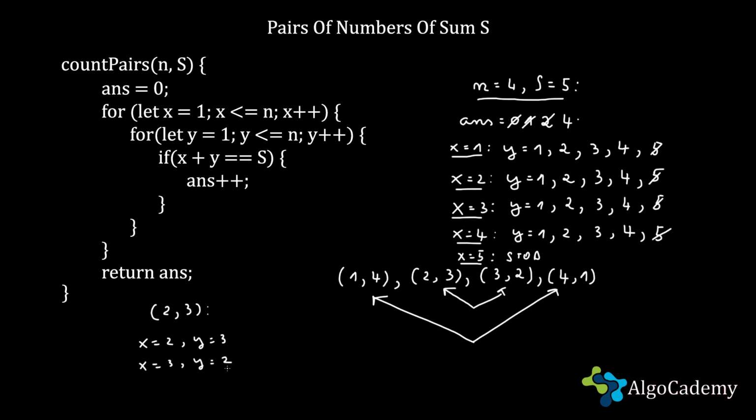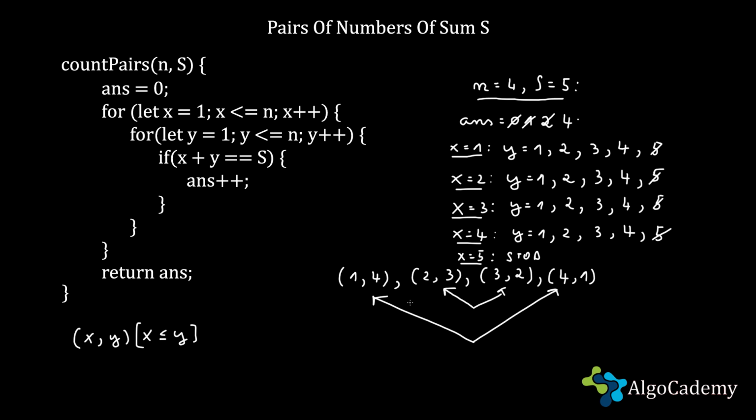In order to avoid this, we can make sure that we only count one occurrence of this pair, and that occurrence is going to be the one in which the value of x is the smallest one. So if the values in our pair are 2 and 3, we have to make sure that the smallest one, which is 2, is going to be the one that x will take, and the other one is going to be taken by y. In other words, we have to make sure that whenever we try a pair x and y, x will always be less than or equal to y.